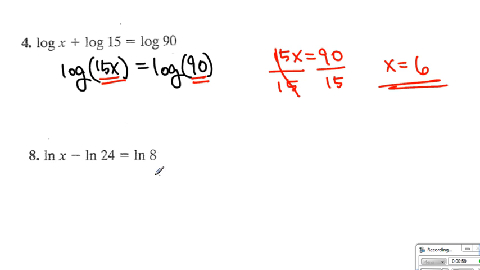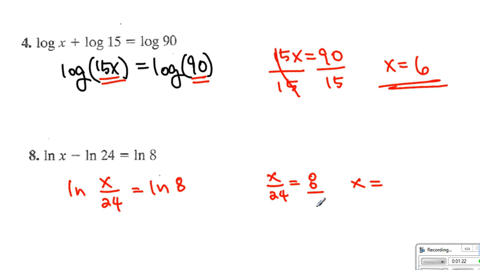Alright, the same way, when you look into this one, this becomes ln of x divided by 24 must be equal to ln of 8. That means here we have x over 24 should be equal to 8. Then here x must be equal to, by cross multiplying, 8 times 24 would have been our answer. I believe it is 192.